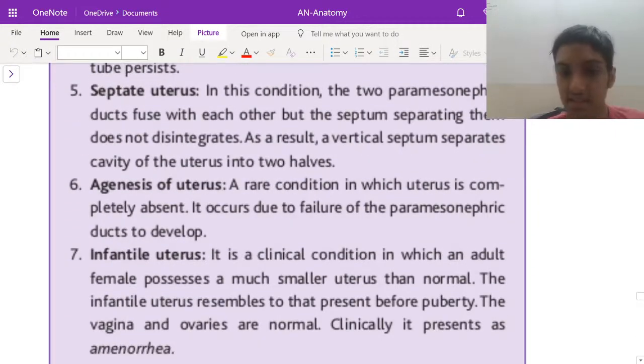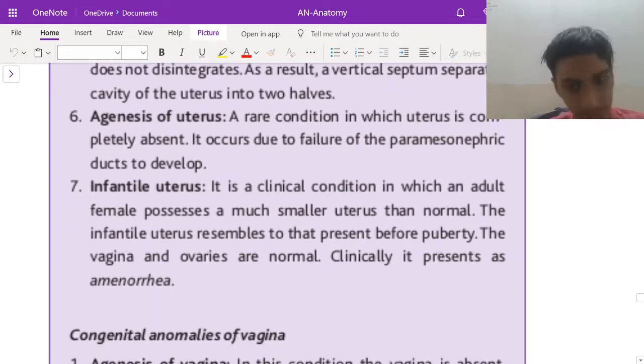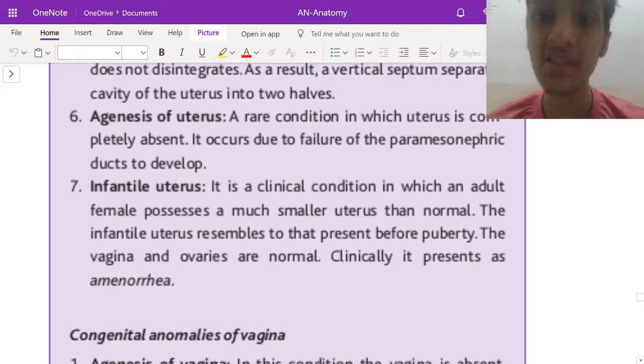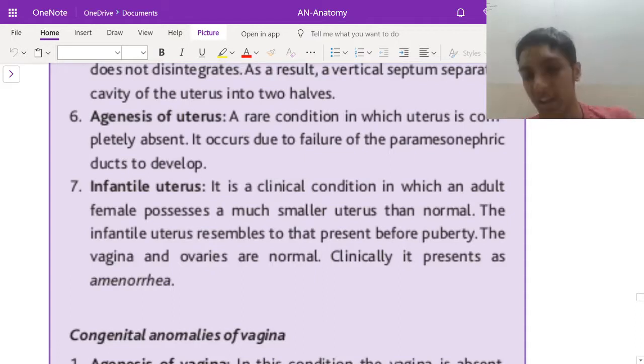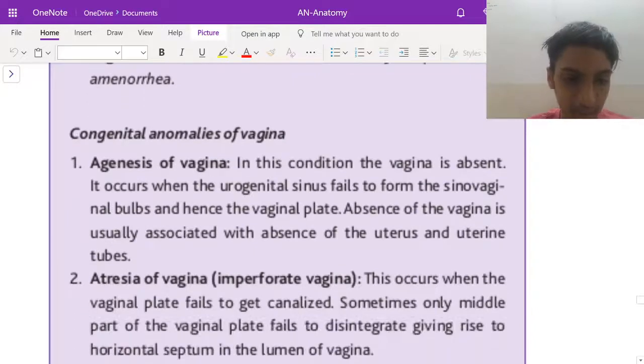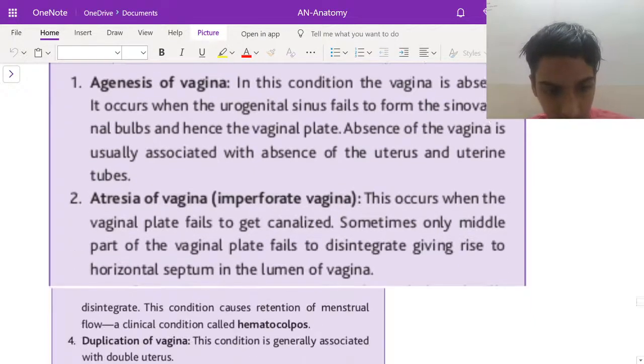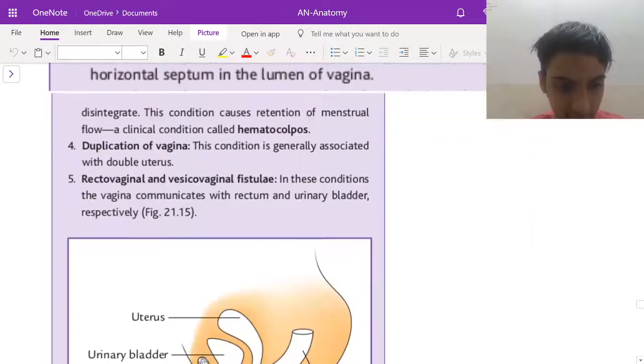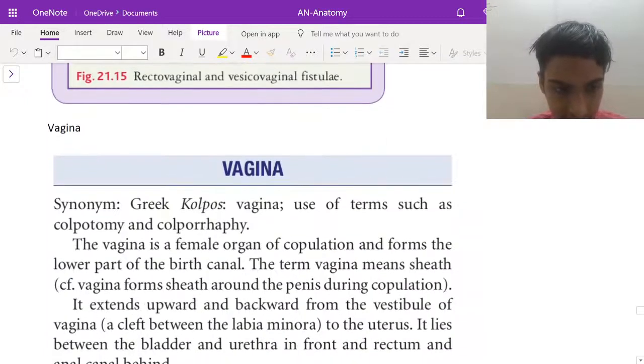Right, agenesis, there can be absence because of paramesonephric duct failure. In an infantile uterus, development will be very early and clinically it is an amenorrhea presentation. Alright, this is the thing.